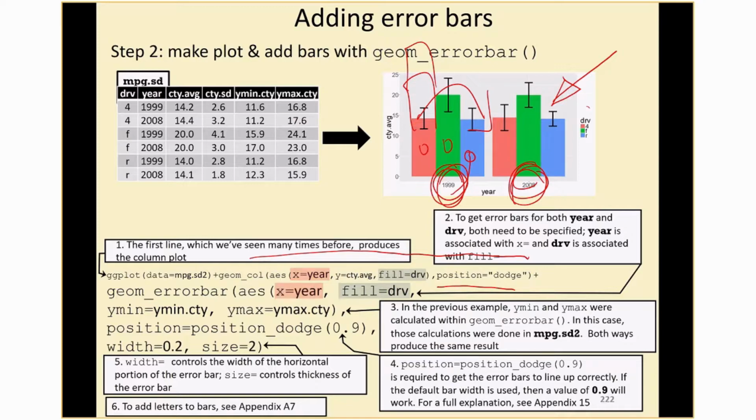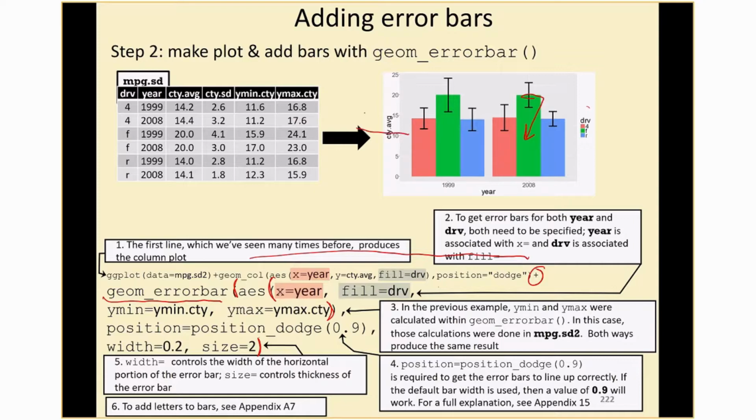And then we're going to add as a 3rd layer with a plus sign, geom error bar. And there's the open and close parenthesis of geom error bar. And there's the open and the close parenthesis of our aesthetic mapping. So again, we have the same challenges as we saw before. We need to do a couple things. We need to have these error bars lined up on top of the appropriate columns, and we need to specify Y min and Y max. So here's the code that's going to do that.